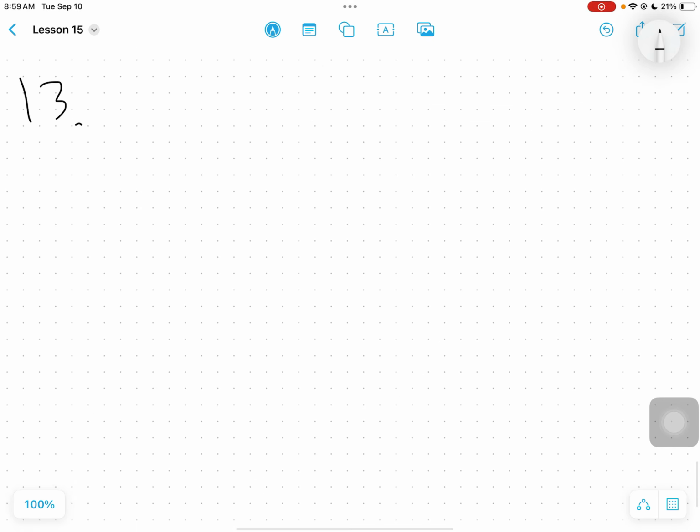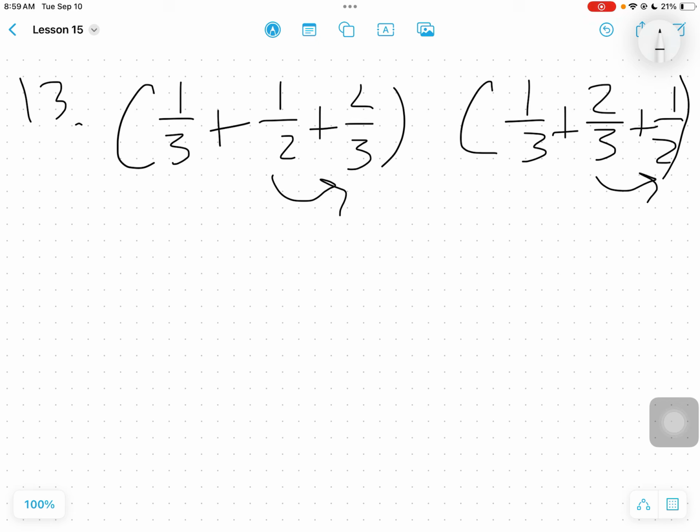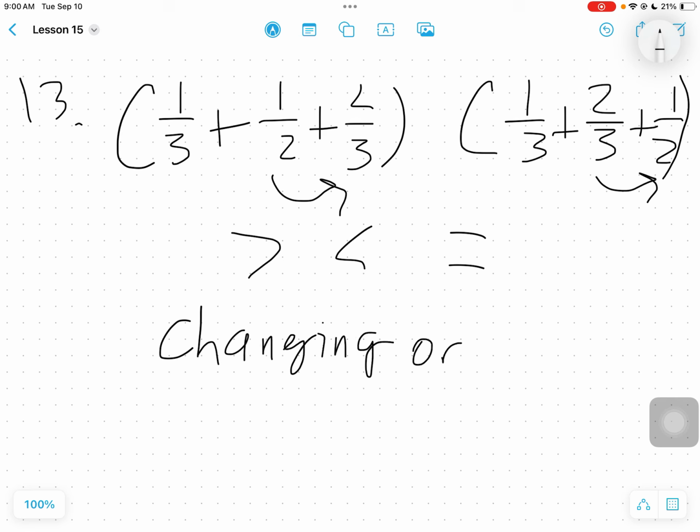13. Compare and justify your answer with the property of addition. So we have 1/3 plus 1/2 plus 2/3. On the other side of that, we have 1/3 plus 2/3 plus 1/2. So you notice that everything inside the groups is the same amount, but what changes is the order. Well, here it's 1/2 and 2/3. Here it's 2/3 and 1/2. But everything else is the same. So we're going to compare greater than, less than, or equal to, and then which property is it that is used when we are changing the order of our addends. So which property deals with changing the order?